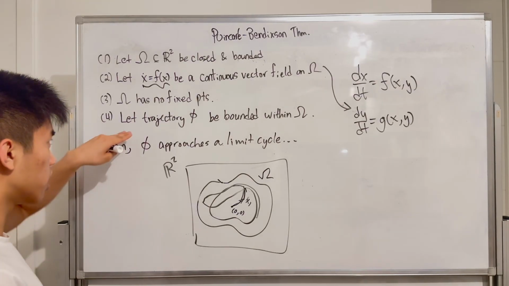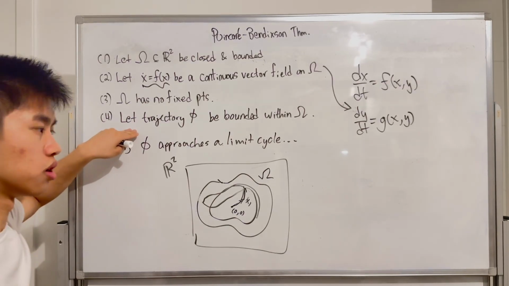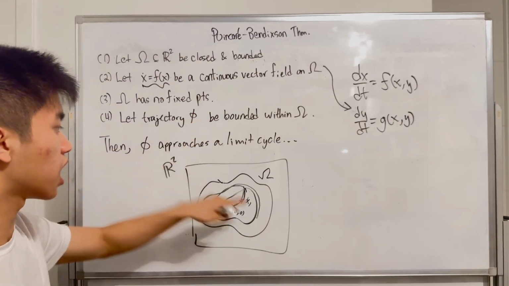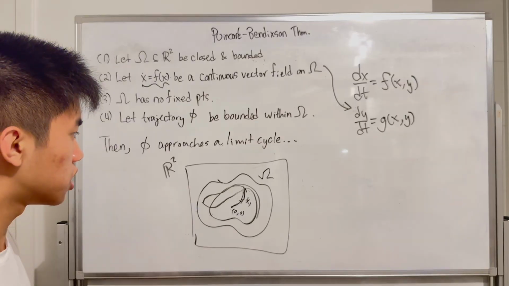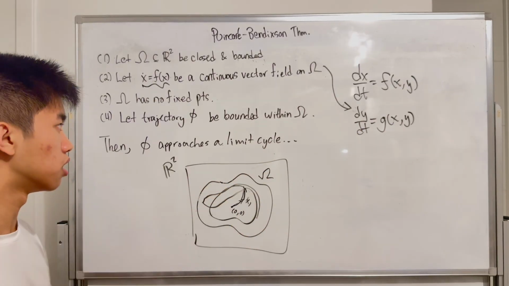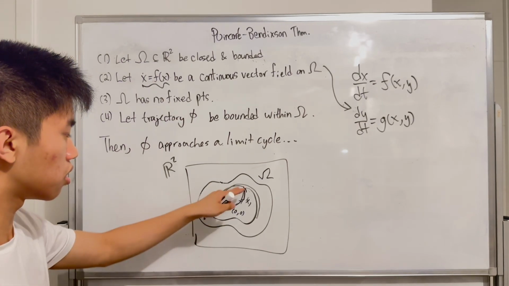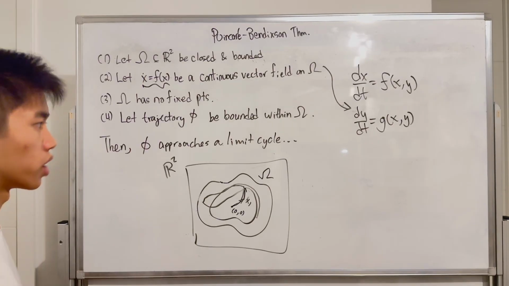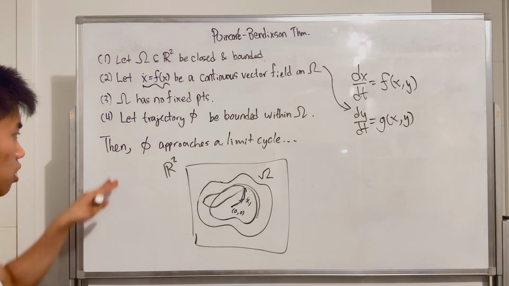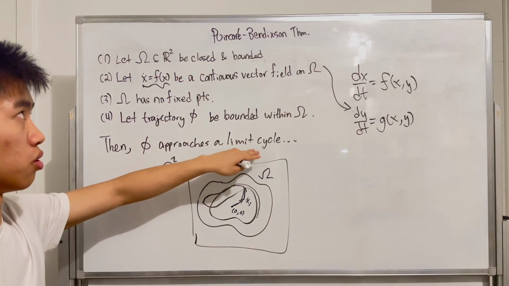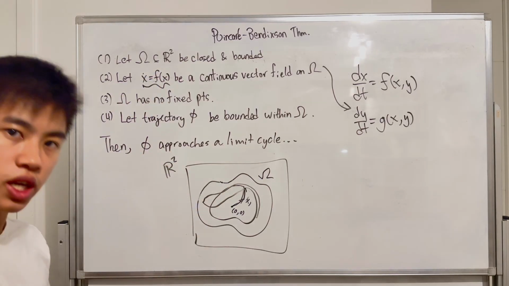And so one thing that us dynamical system people are very interested in is what is the behavior of phi as time goes to infinity. Because it's in this bounded region, it can't really go off to infinity or anything. So if there's nowhere to go for this trajectory other than staying inside omega, what can it do? And so the answer to that question is that it must approach a limit cycle. Okay, so what is a limit cycle?